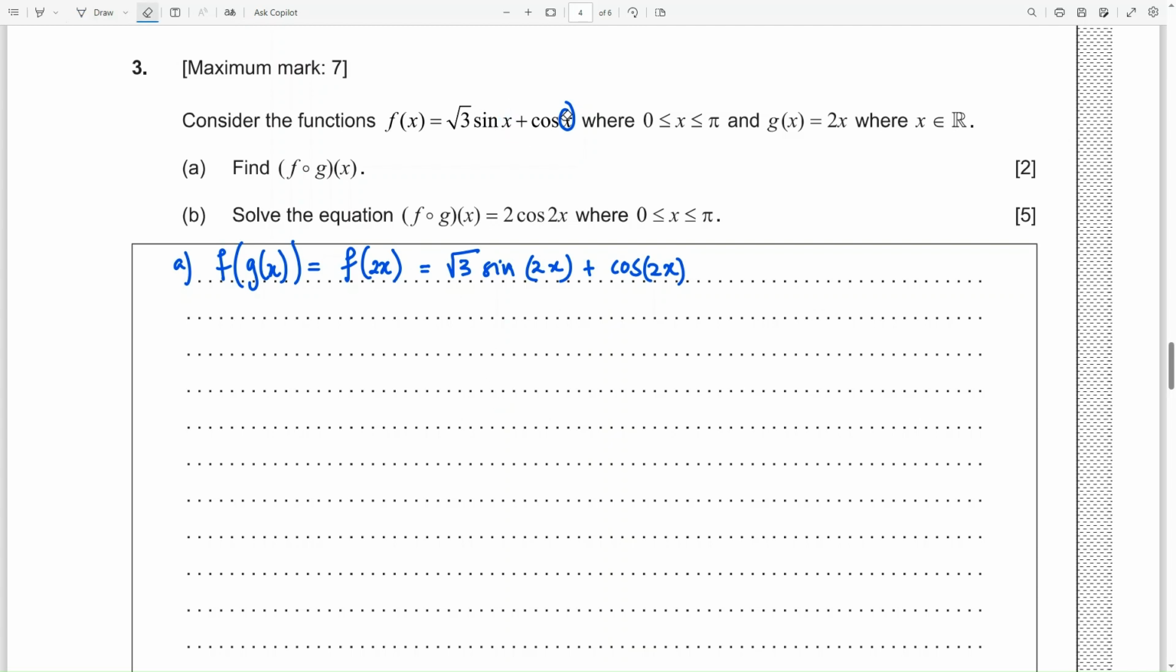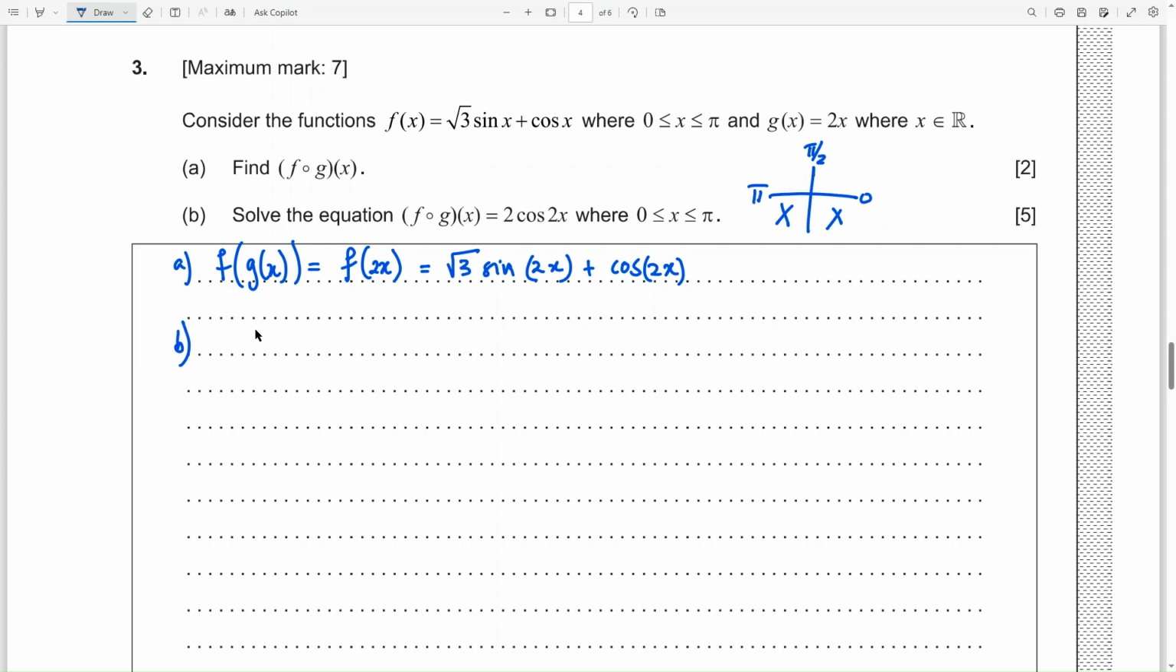Or you can simplify it if you want to. Don't think that's necessary. So let's go to the next part. Solve the equation that equates what you just found to 2 cos 2x. And this time we're stopping from 0 to pi. So you don't need to go any further. So this is 0, that's pi over 2, that's pi. You don't need to even consider the third and fourth quadrant. Don't go any further than pi. So we're only going to consider solutions that fit in the first and second quadrant.